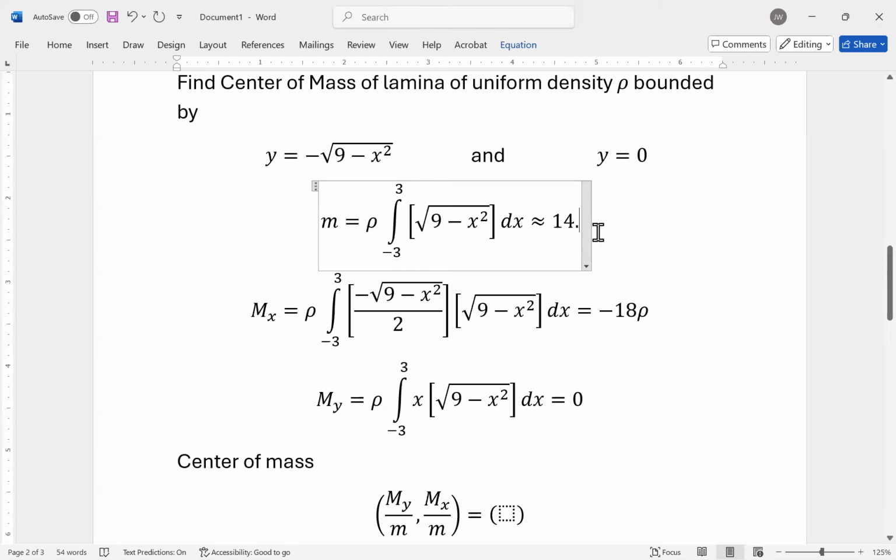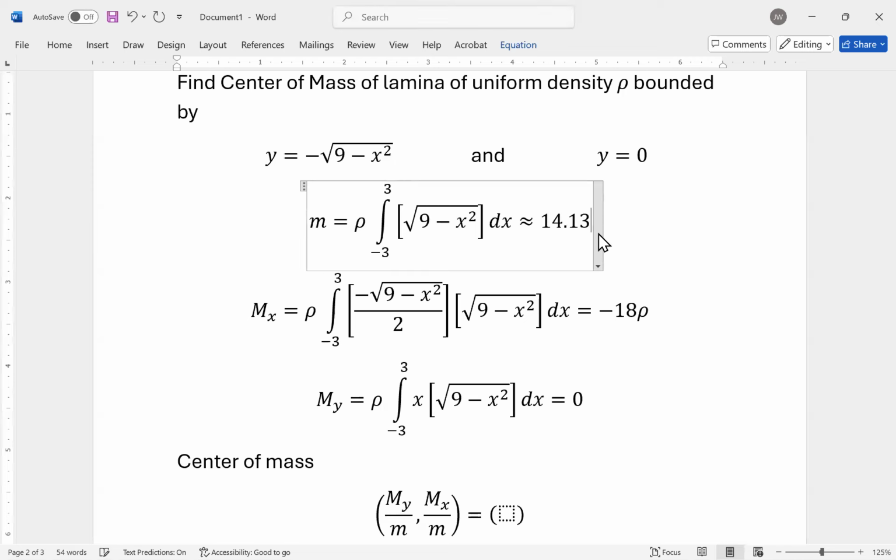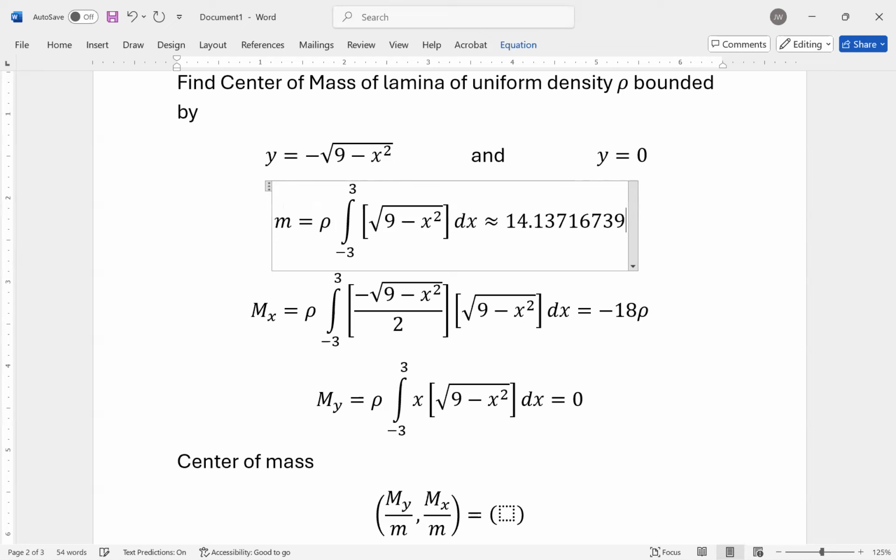That decimal is about 14.13716739. And again, we're going to be multiplying it by some rho density.